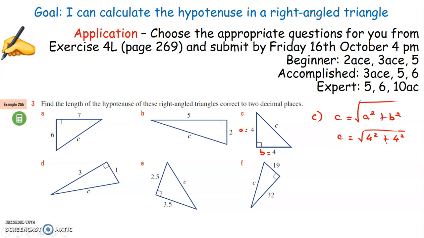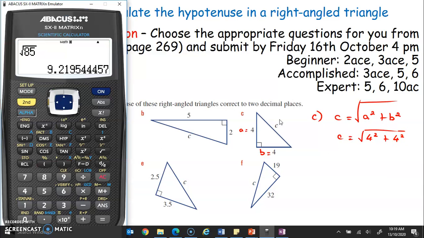Put this into our calculator. Square root of 4 squared plus another 4 squared. That gives me 5.65 to 2 decimal places. Then I notice that after the 5, there is a 6, which is more than 5. So we need to round this 5 up. Our answer is 5.66.